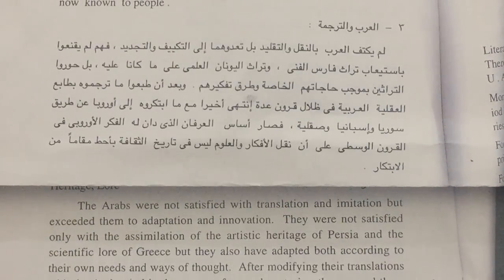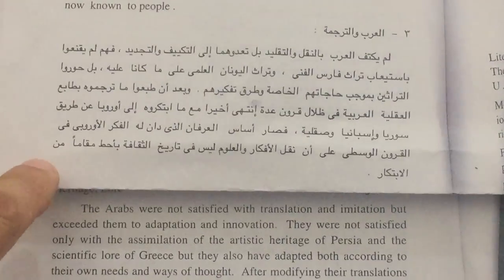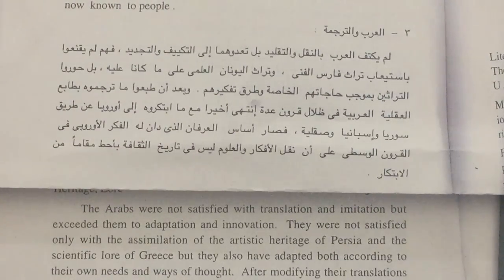and you can tell from the English, which is the target text, that the title of the piece is not actually there in the English. The English does not have the title. As you can see, it starts straight away with the words the Arabs were not satisfied.